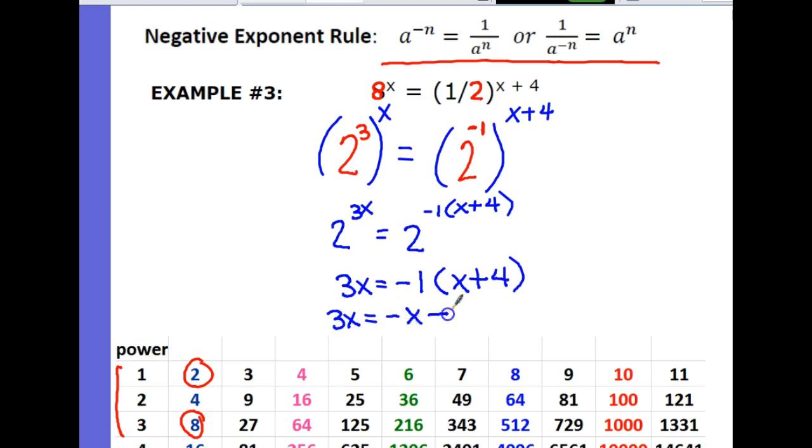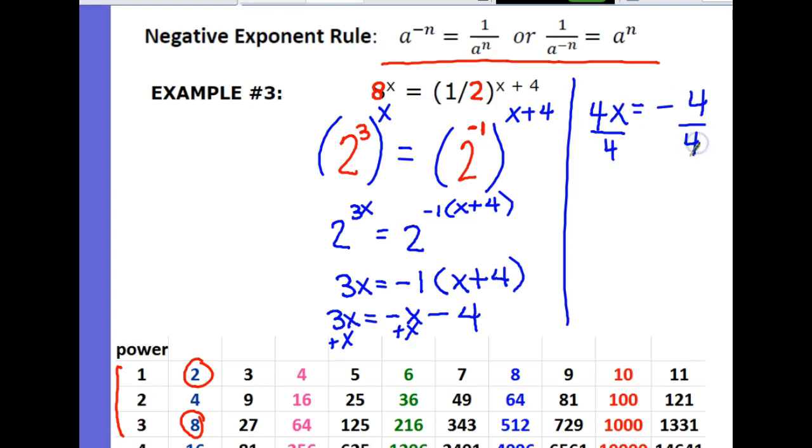Negative x minus 4. Then I have to combine like terms. I'm going to add x to both sides to cancel that x out so that I can get the x's together. If you have a fraction, the only fractions we're going to look at are reciprocals. If you have a fraction, you have to use that negative exponent rule to get the correct exponent.